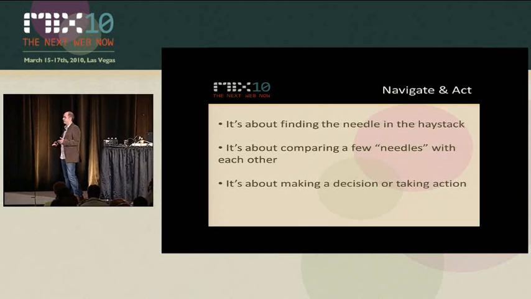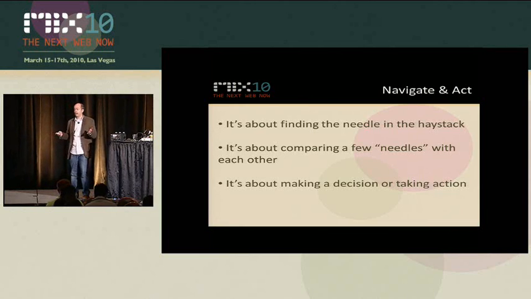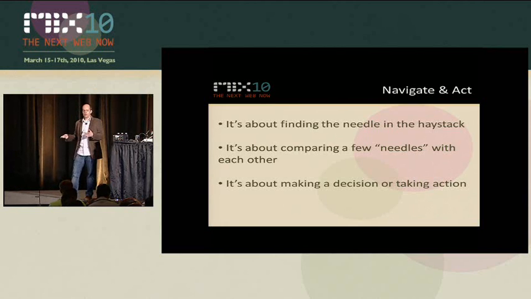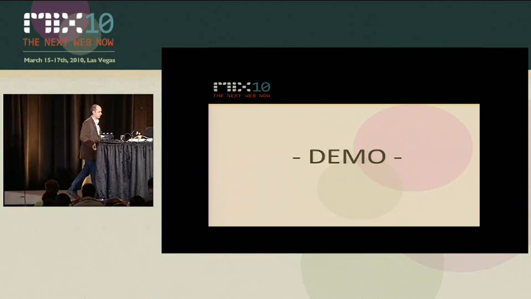The next meta scenario is a little more focused. It's a little more task-based. It's what we call navigate and act. This one is really about finding a needle in a haystack, finding that one piece of data of interest in a large set of data, or finding a few smaller pieces of data that are of interest, comparing them, and then it's about making a decision or taking some kind of action based on what you see. And so without further ado, let's actually go through a demo.